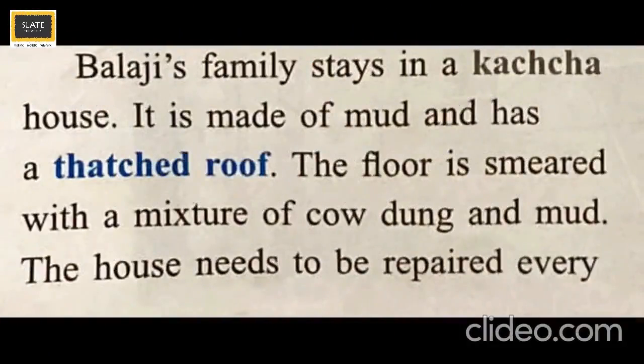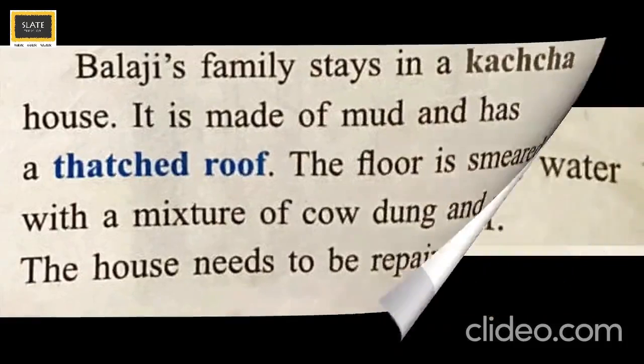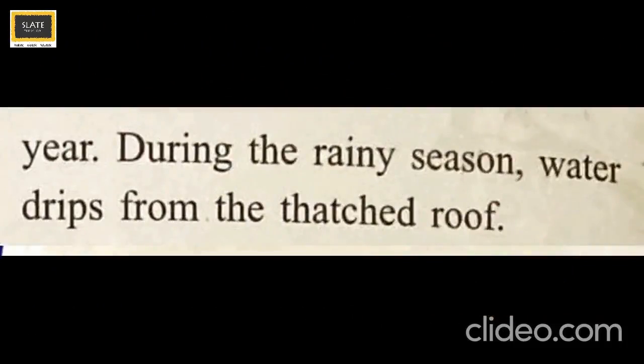Balaji's family stays in a kacha house. It is made of mud and has a thatched roof. The floor is smeared with a mixture of cow dung and mud. The house needs to be repaired every year. During the rainy season, water drips from the thatched roof.